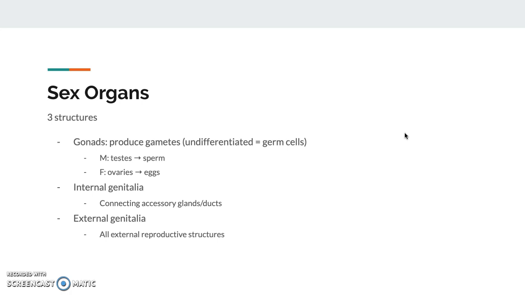The next organ is the internal genitalia, which consist of accessory glands and ducts that connect the internal organs to the external environment. And then you have your external genitalia, which is kind of self-explanatory, which is all of the external reproductive structures. So this is going to be the layout of my presentation, as we're going to talk about each of these organs as they go along in their differentiation. So keep those in mind. It helped when I was studying, definitely.